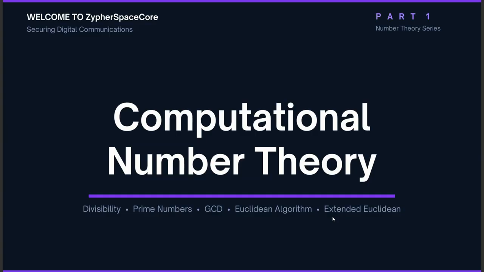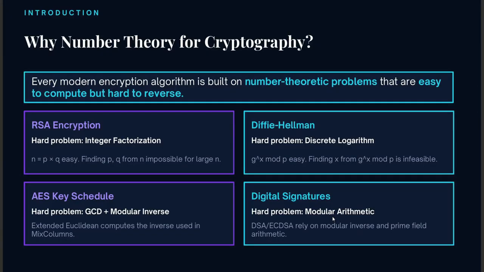In this episode, let us build the foundation of computational number theory step by step and understand how mathematics protects digital communication. Every modern encryption system is built on mathematical problems that are easy to compute but extremely difficult to reverse. That one idea is the reason cryptography works. Let's take an example of RSA.